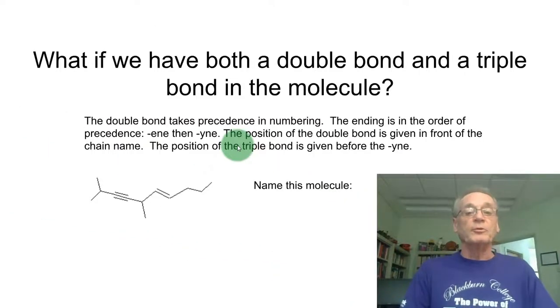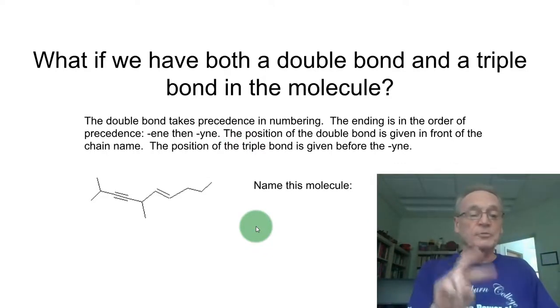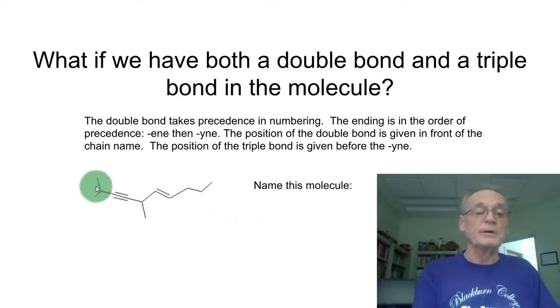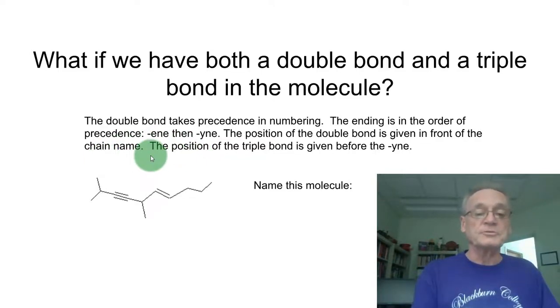One more thing, what if we have both a double bond and a triple bond in the molecule? What the rule says is that if there's both a triple bond and a double bond, the double bond takes preference in numbering. Then the ending, because it's got both an alkene and an alkyne, has to have 2 endings. It has an ene ending and a yne ending, in the order of precedence. So ene comes before yne because, as I said, the double bond takes precedence. So the ending is going to be ene-yne. And then the position of the double bond in the name is given in front of the chain name, and then the position of the triple bond is given before the ending, yne.